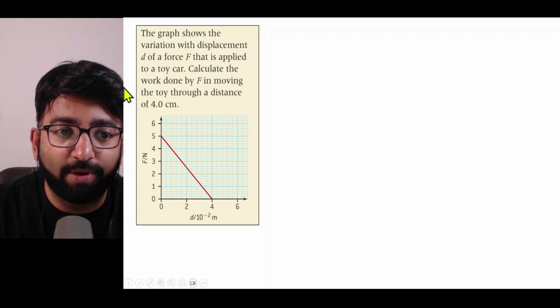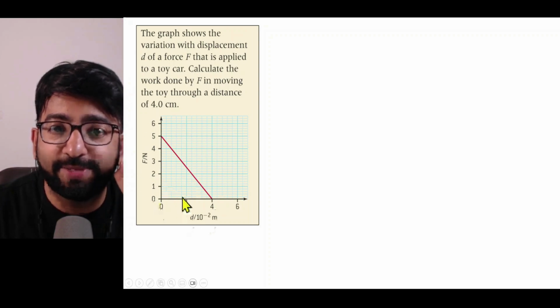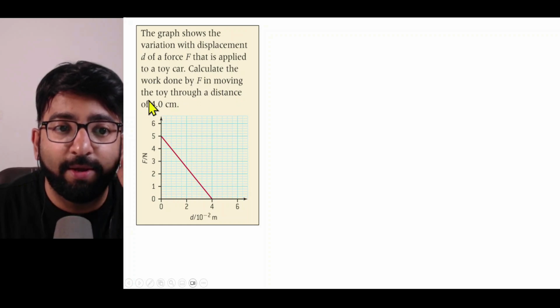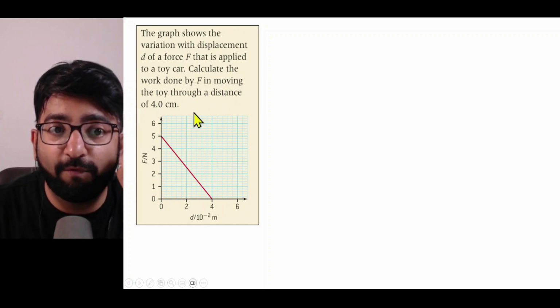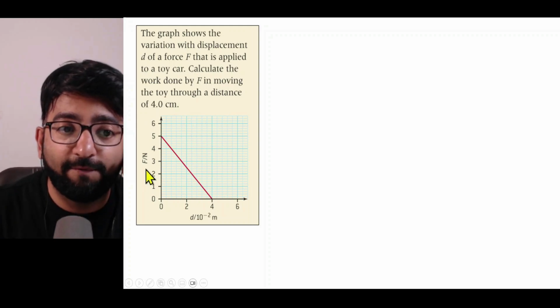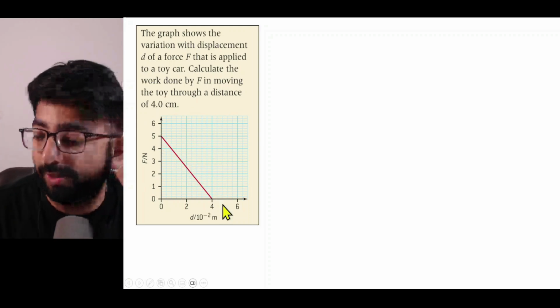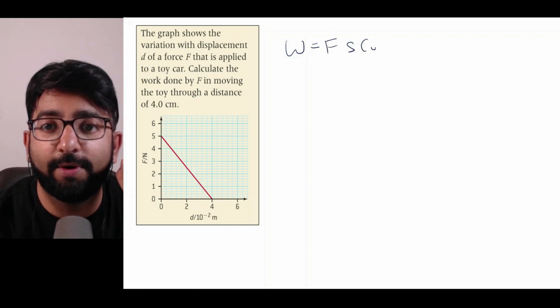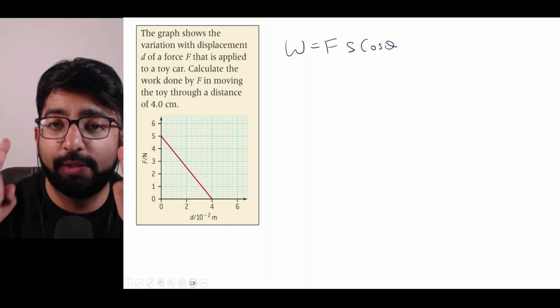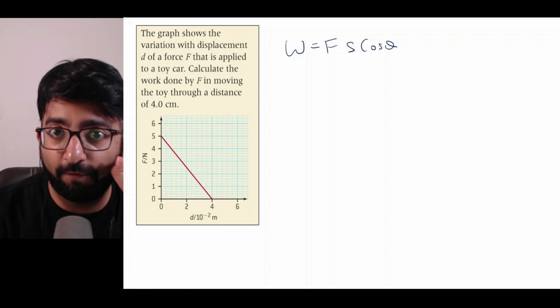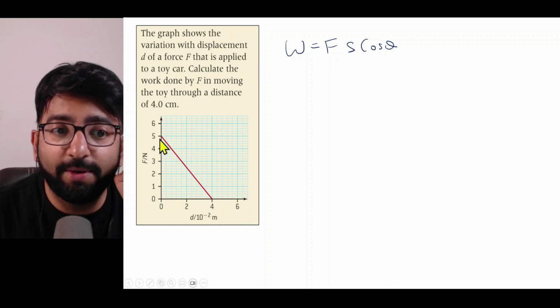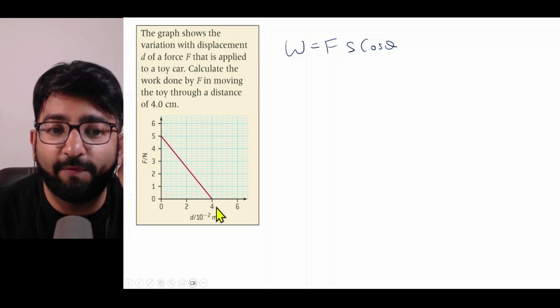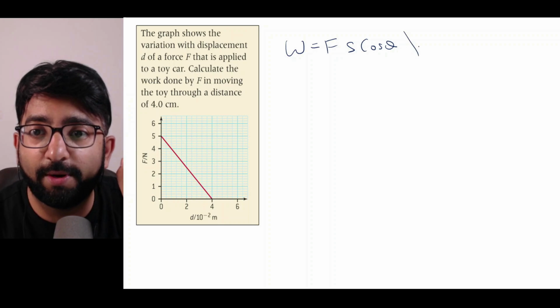Here we can see we have a graph. Y-axis is force, x-axis is displacement, and we have to figure out the work done by F in moving the toy through a distance of 4 centimeters. First of all, the value of force is not constant, which means the formula Fs cos theta we cannot even apply. So be very careful. This formula is only applicable if forces are constant, which it is not clearly in this case, as the force is gradually decreasing from 5 to 0. So Fs cos theta won't work.